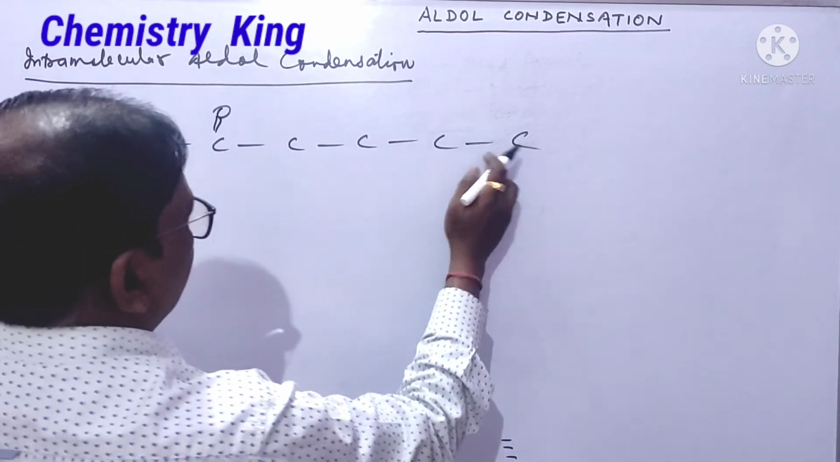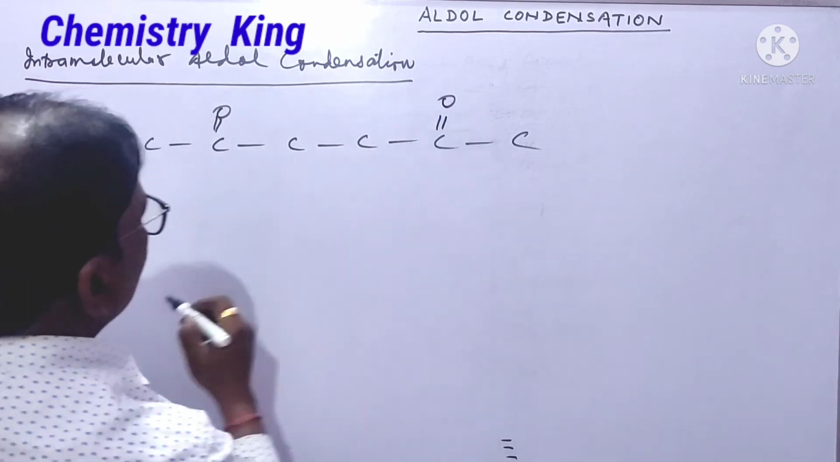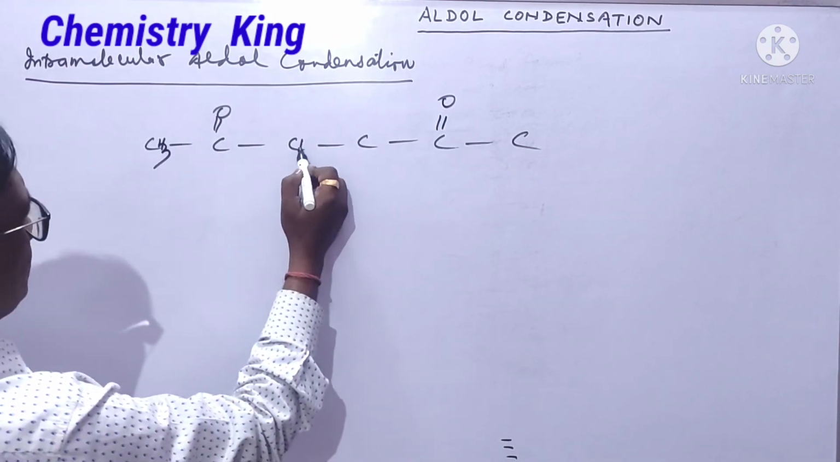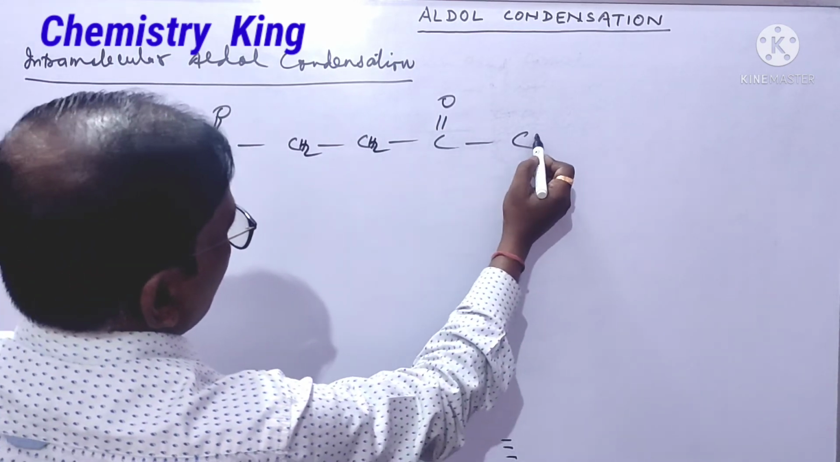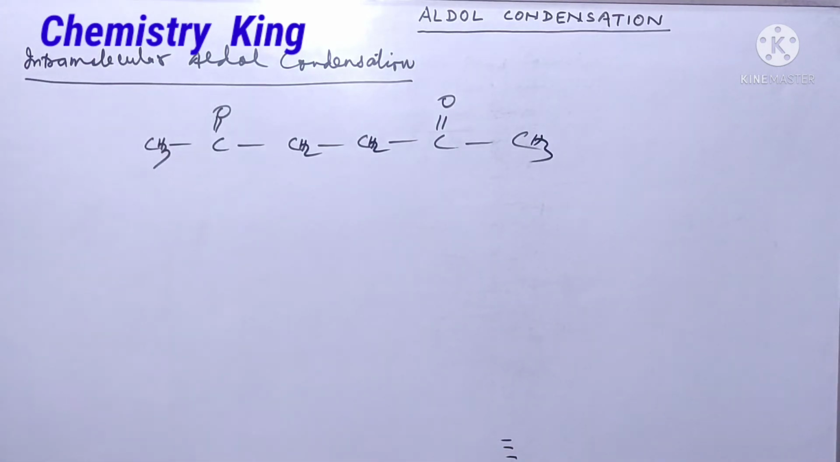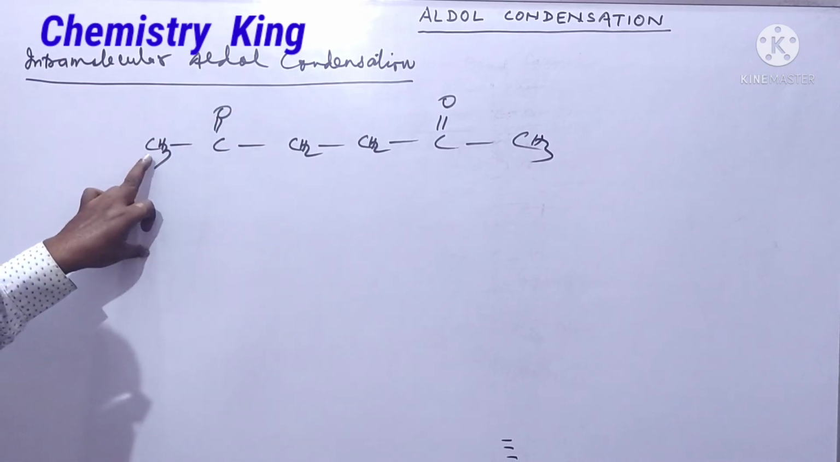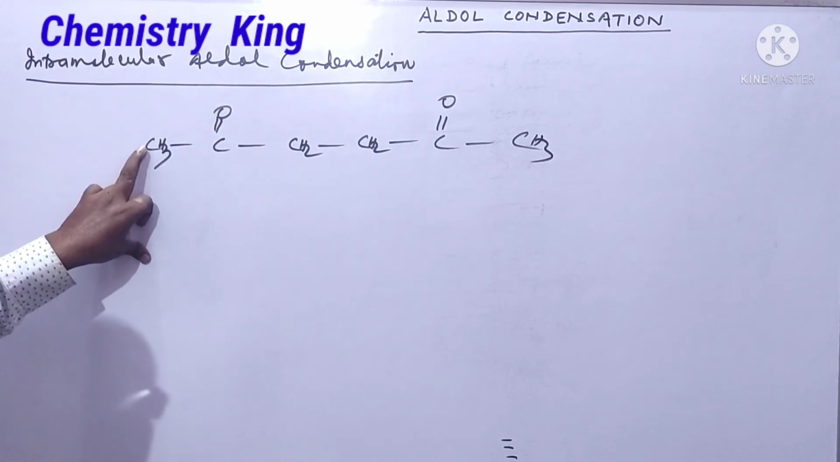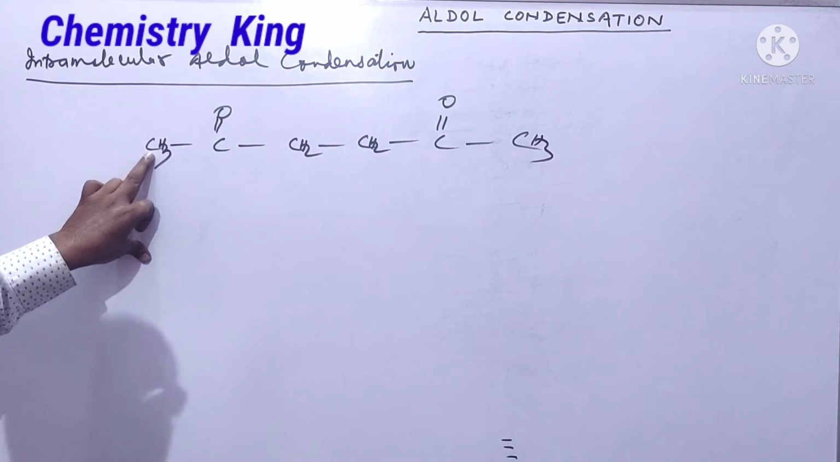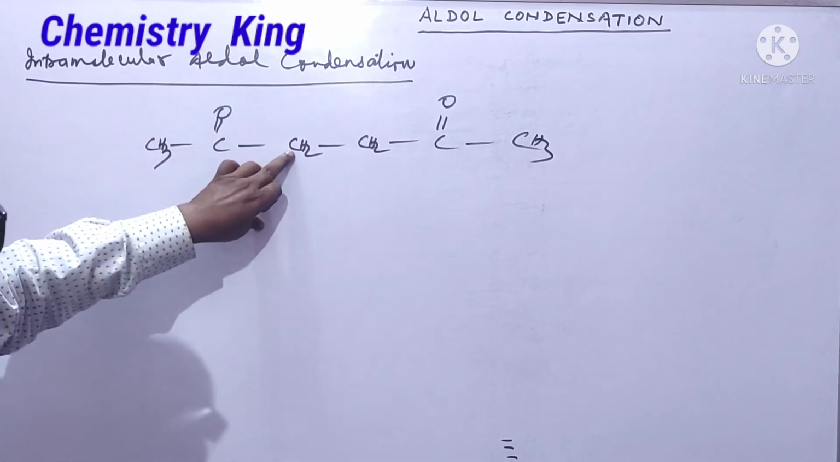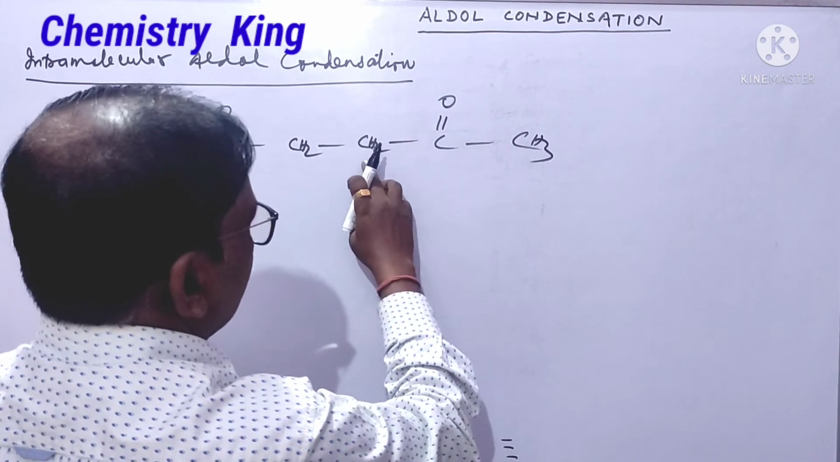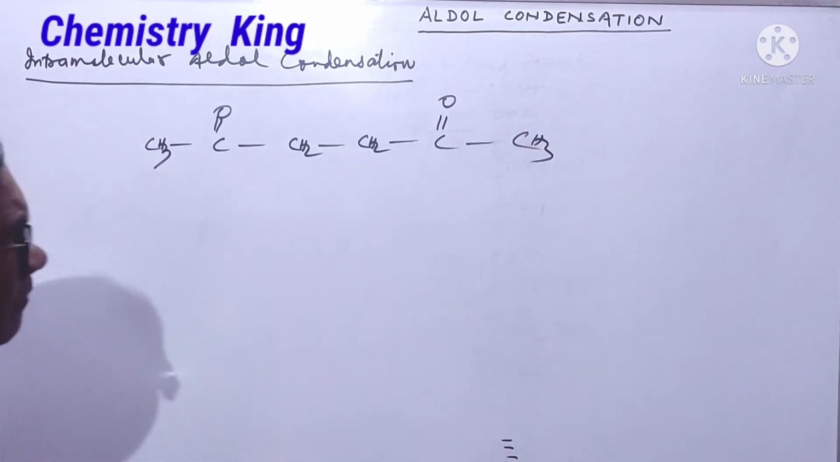Double bond O, it is the substrate molecule. Friends, with respect to this, it is alpha. And alpha means alpha hydrogen is here. With respect to this, it is alpha. With respect to this, it is alpha.